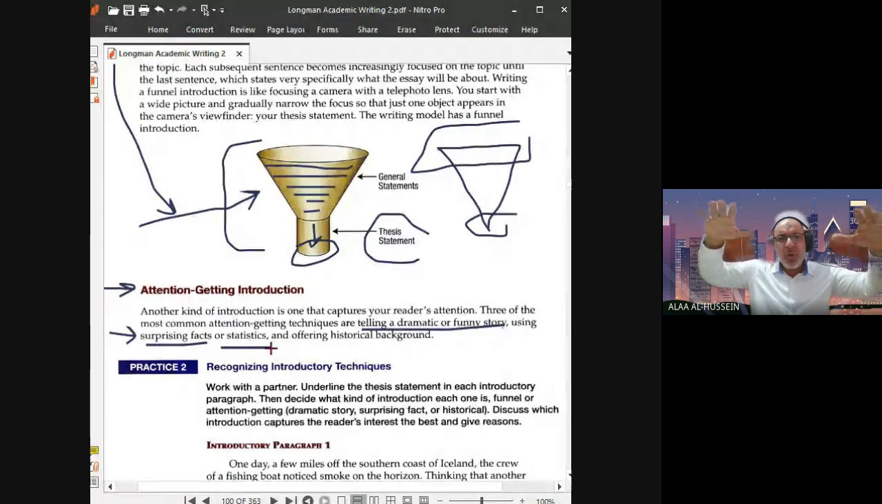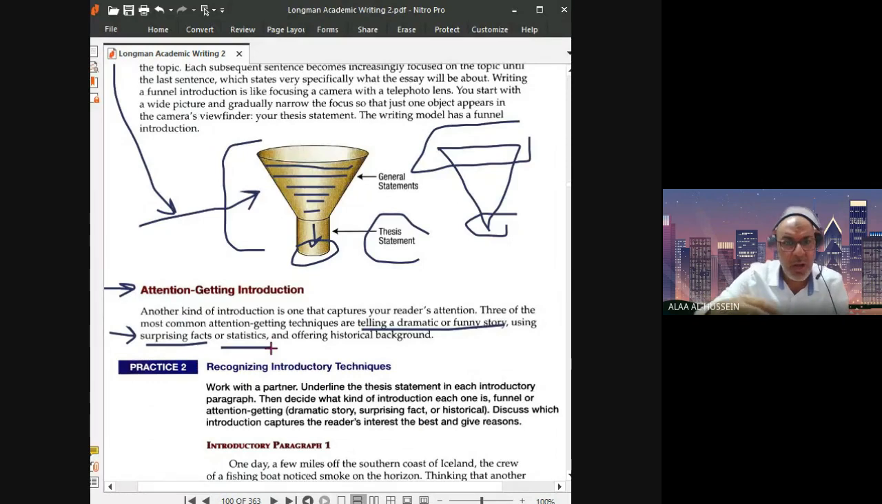Instead of starting with general information, then explaining it, then reaching the opinion, there is another type: either telling you a funny story, or a dramatic story, a very strange story, or surprising facts, or offering historical background. It attracts you by telling you some historical backgrounds, some historical events, until it reaches the main idea. Now it is clear: the funnel starts with general statements and then reaches the main idea. In all cases, whether a funnel introduction or an attention-getting introduction, at the end of the introductory paragraph the writer reaches the thesis statement, the main idea he wants to explain, defend, support, advocate, back, boost in the body paragraphs.